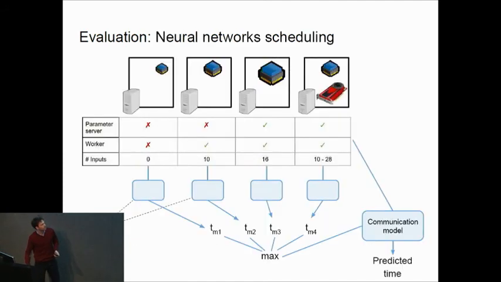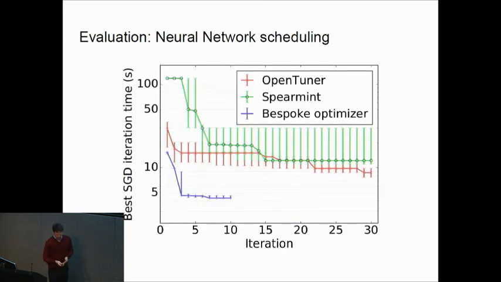So what about if we look at a bigger problem? This is the slide you saw before about the neural network model. And we ran this experiment with 10 machines on Amazon EC2. And what we saw was that, because this was so highly dimensional, other optimizers completely failed to converge. It was really hard to find one very efficient implementation. In comparison, our informed bespoke optimizer converges in just a few iterations and consistently.